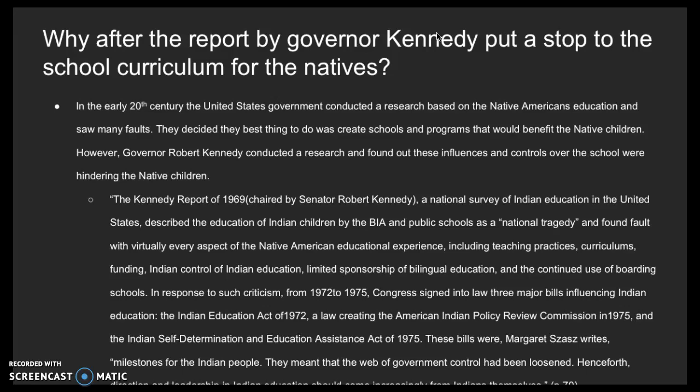In response to such criticism, from 1972 to 1975, Congress signed into law three major bills influencing Indian education: the Indian Education Act of 1972, a law creating the American Indian Policy Review Commission in 1975, and the Indian Self-Determination and Education Assistance Act of 1975. These bills were landmark milestones for Indian people. They meant that government control had been loosened. Henceforth, direction and leadership in Indian education would come from the Indians themselves.